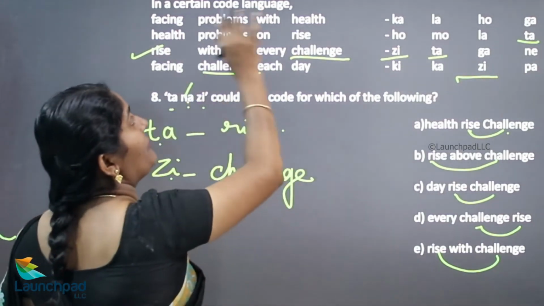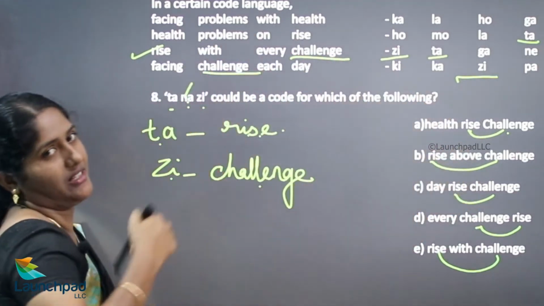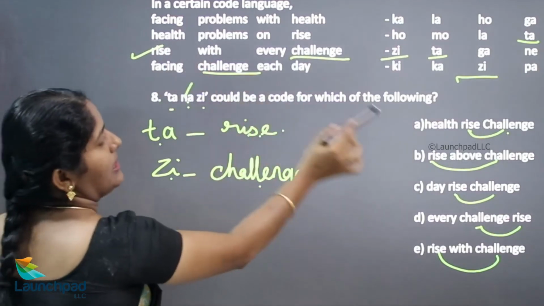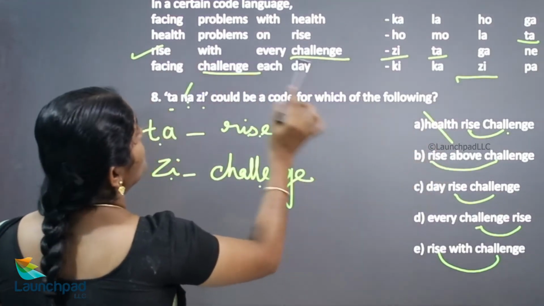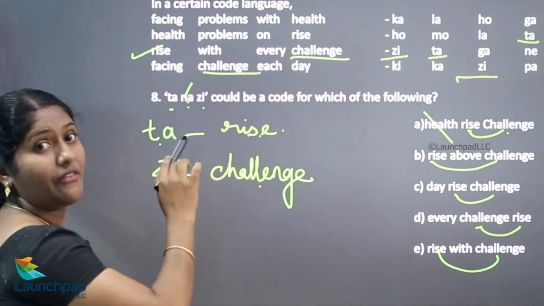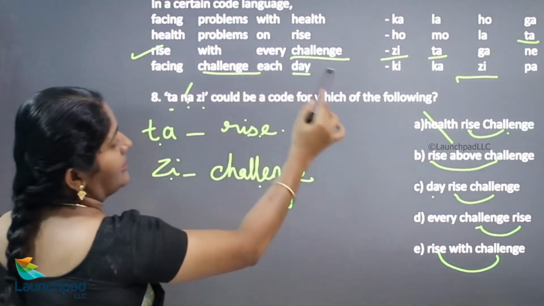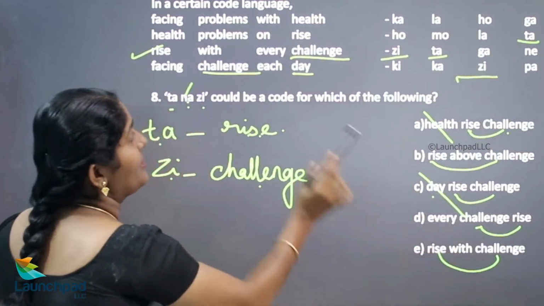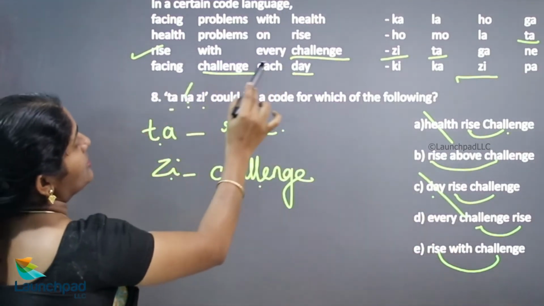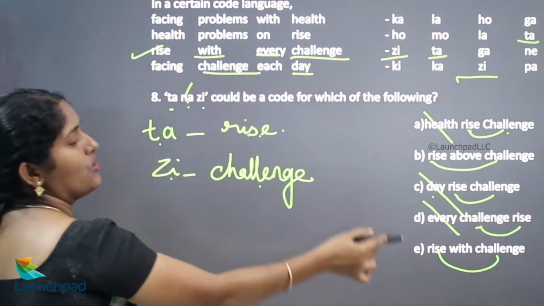Apart from these words, if a new word is available, we can take that. Health is available here. Above challenge, is there any new word? Is the word above available? No. Day, yes, day is available here. Every is also available here. Rise with challenge is also available.